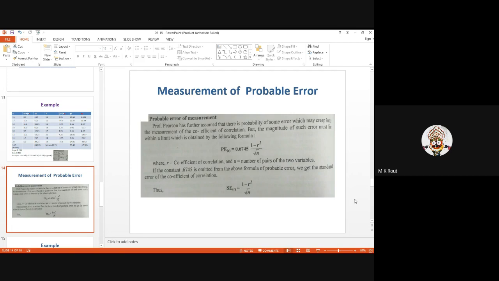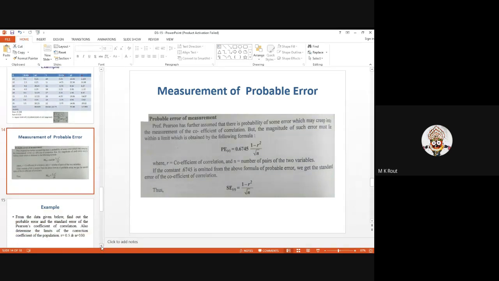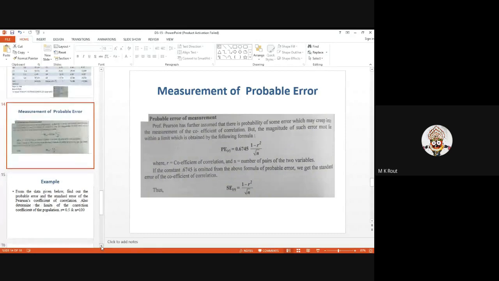These are very important formulas. In 2018-19 and even for the 19 batches, this type of question appeared from this topic, the measurement of probable error. If you finish, then I will move directly to the examples and the numerical part.